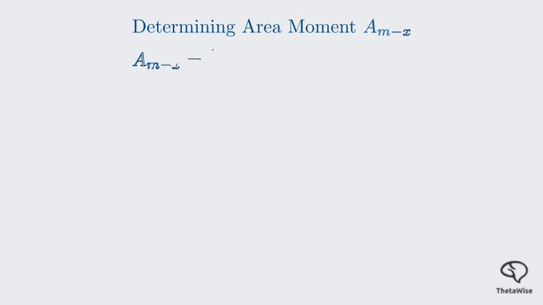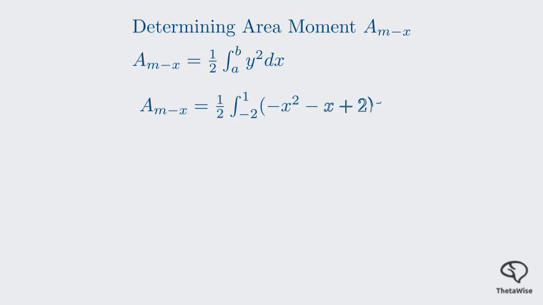Using a vertical strip, the formula for A sub Mx is 1/2 the integral of y squared dx. Remember, we are integrating y from 0 to the curve, so the full y is the function itself. This gives us 1/2 the integral from 2 to 1 of the quantity x squared minus x plus 2, squared, dx. Expanding the square, we get a polynomial.